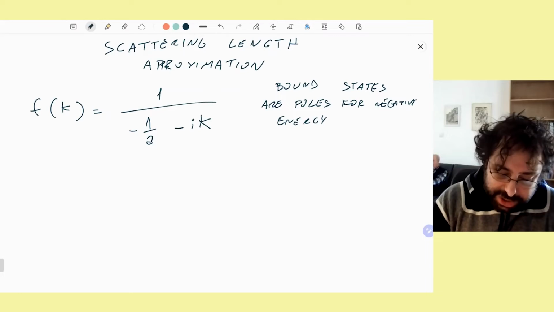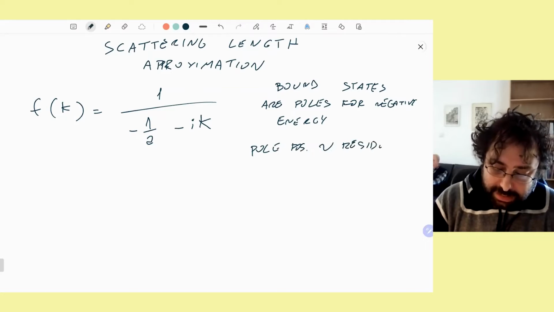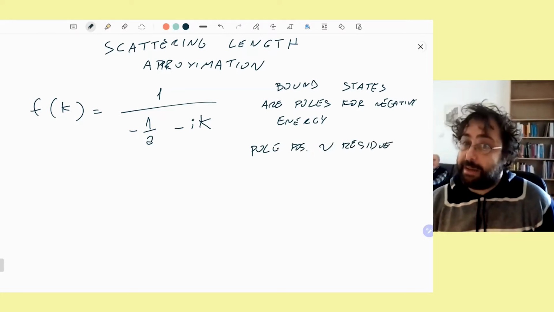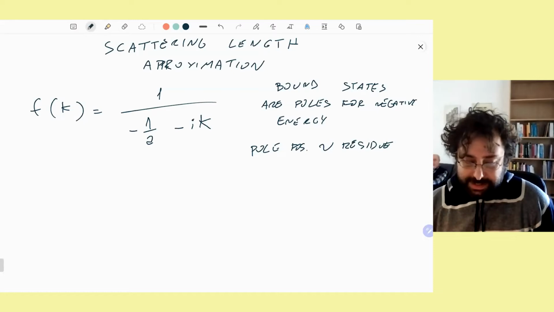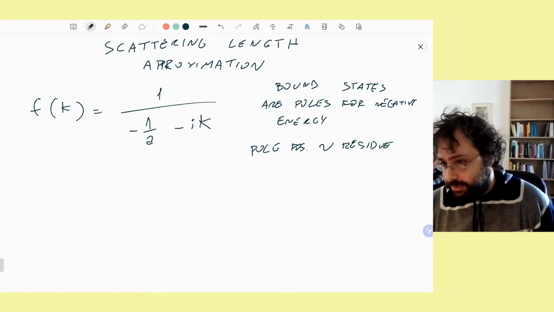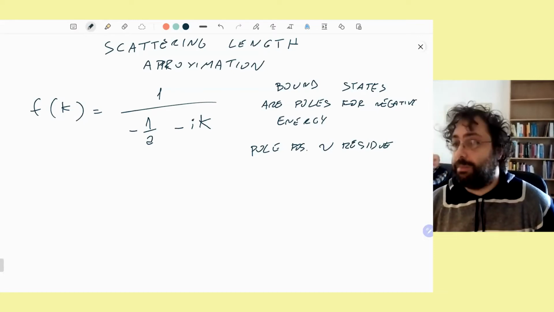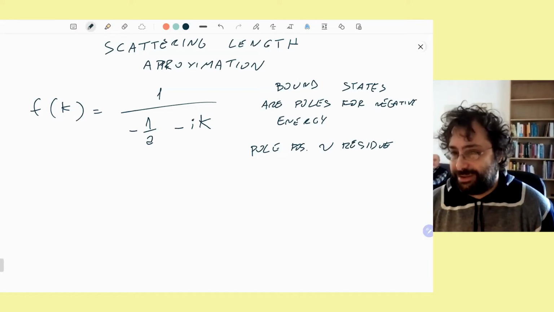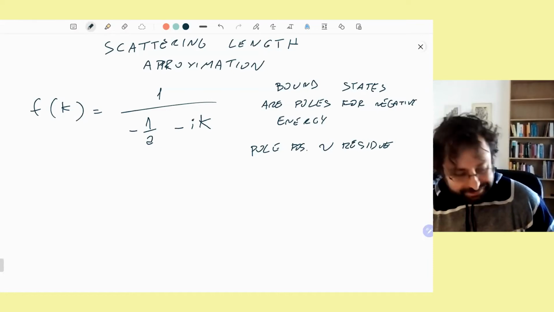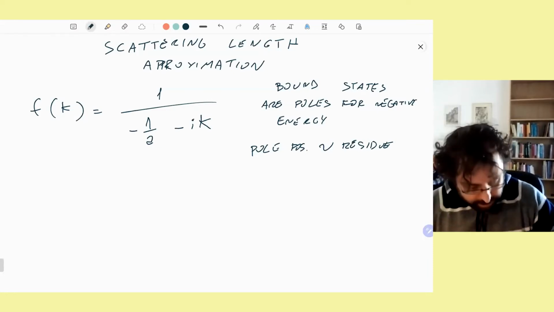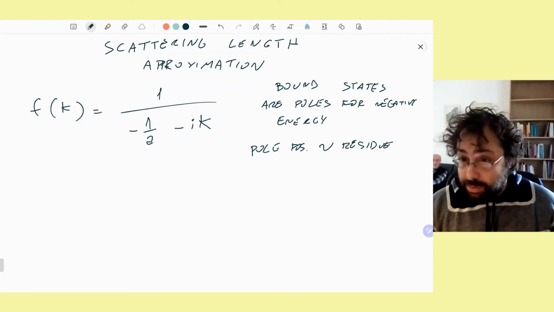That is a relation between the pole position and the residue. The residue is related to the coupling of the bound state to the constituents. And this is kind of obvious from this functional form because you have a single parameter, but you have two quantities, so there must be a relation between the two. So let's calculate this relation.